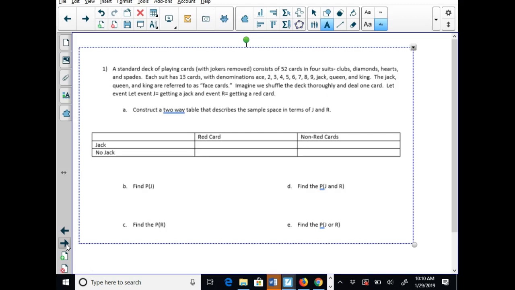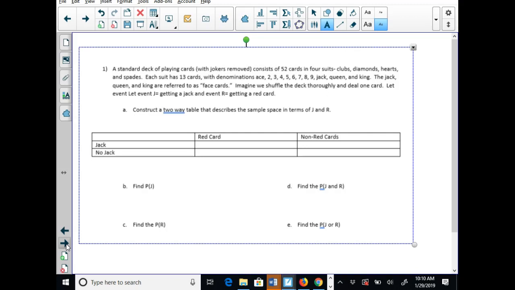Number 1, a standard deck of playing cards with jokers removed consists of 52 cards and 4 suits: clubs, diamonds, hearts, and spades. Each suit has 13 cards with denominations ace through king. The jack, queen, and king are referred to as face cards. Imagine we shuffle the deck thoroughly and deal 1 card. Let the event J equal getting a jack and event R getting a red card. Construct a two-way table that describes the sample space in terms of J and R.